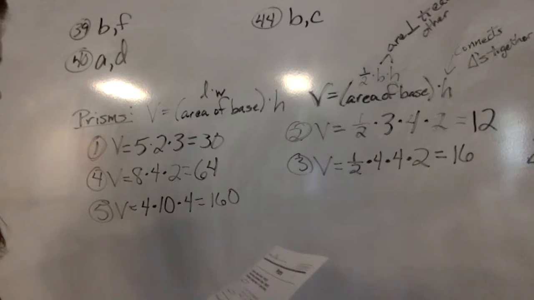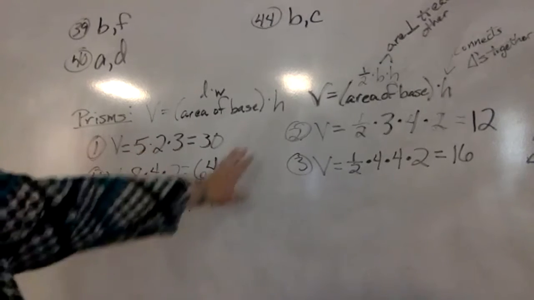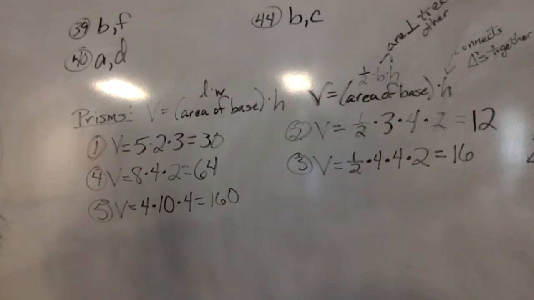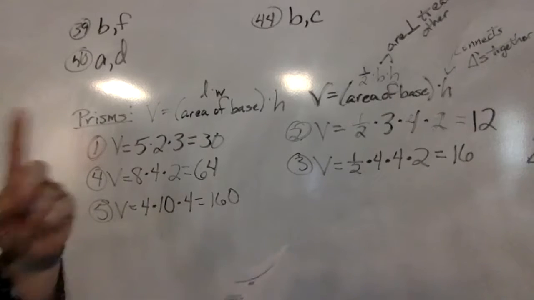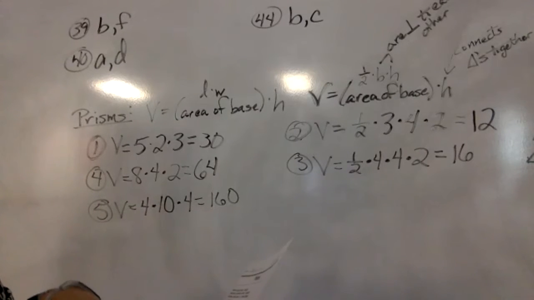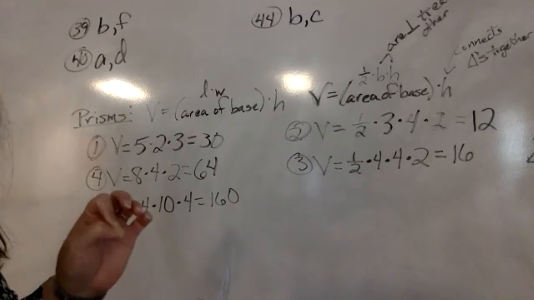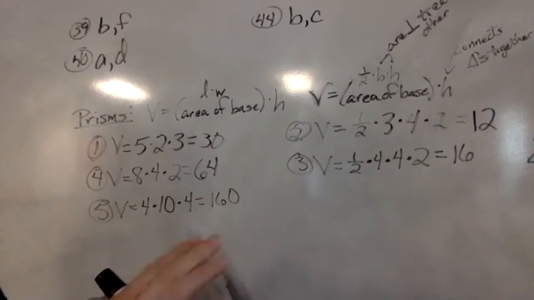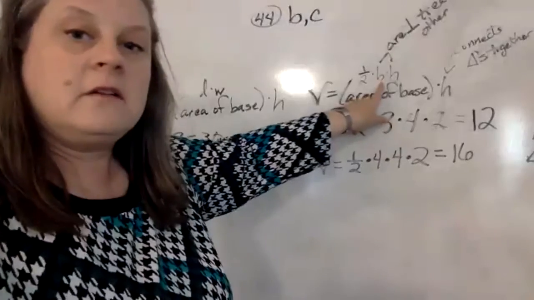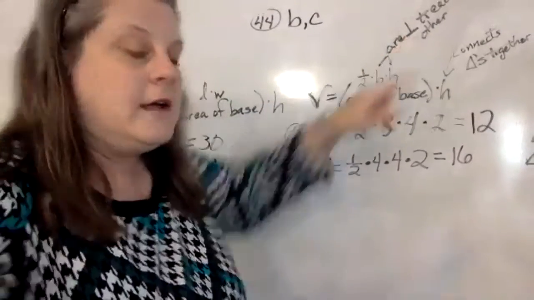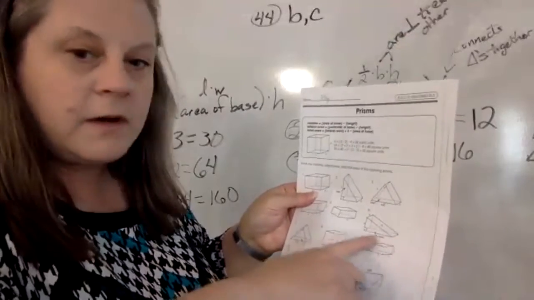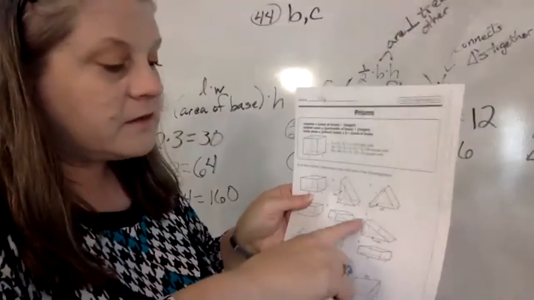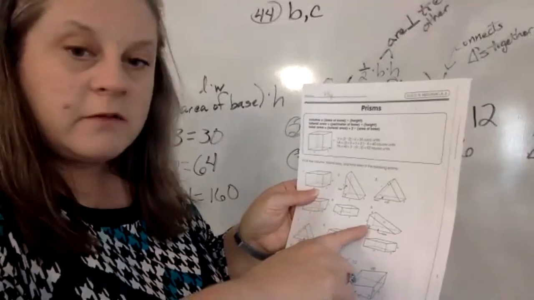Okay, number 6. Is it going to be like 1, 4, and 5 or 2 and 3? 2 and 3. It's a triangular prism. It has the base as a triangle. Now you have to be careful on number 6. They throw in some stuff from previous chapters. Remember I said the base and the height of the triangle are always perpendicular to each other. If you look on here, the base and the height would be the bottom side down here where it has the word base, and then the height is going up the side here. That's where the right angle is.